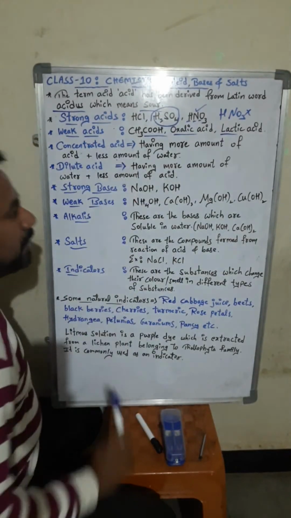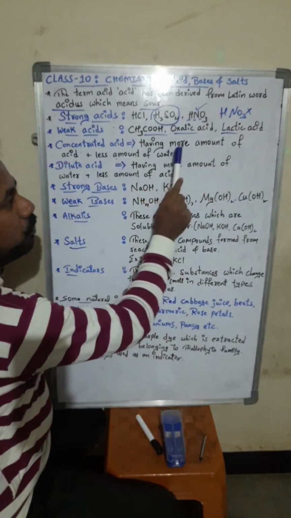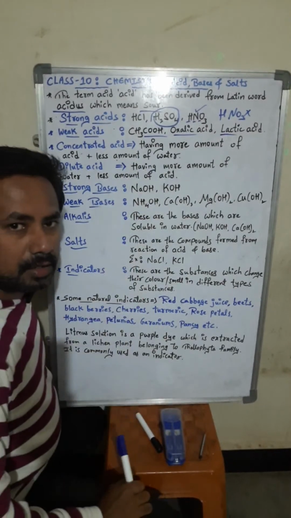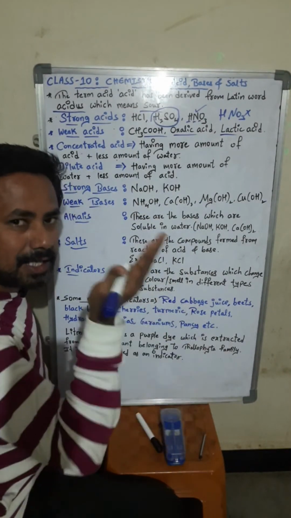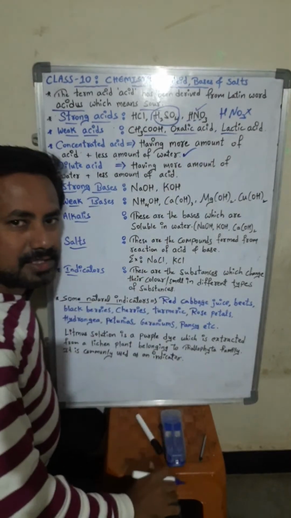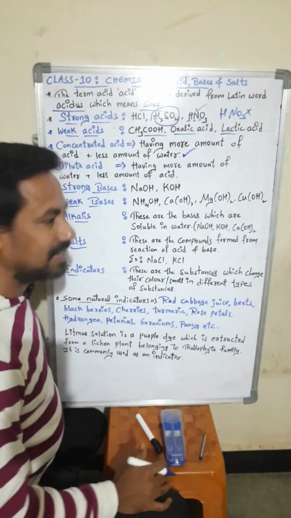Let's see what you mean by concentrated acid. Having more acid plus less water. पानी कम, acid ज्यादा, क्या हो जाता है ये? Concentrated acid, students. Are you getting? Very easy.